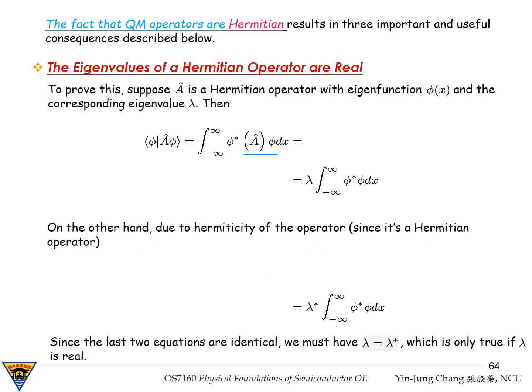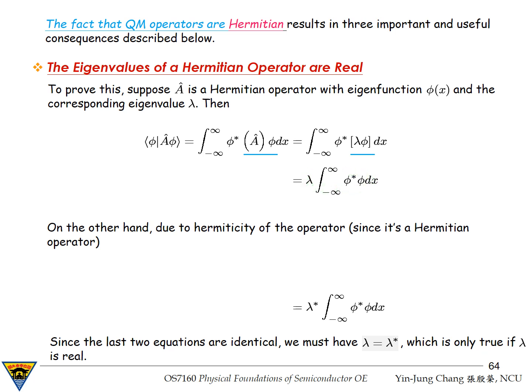Let's now prove the first theorem. The eigenvalues of a Hermitian operator are real. Suppose A hat is a Hermitian operator and phi is one of its eigenfunctions with the corresponding eigenvalue lambda. Then we take the inner product of phi with the operator A hat acting on phi, which can be written as shown here. Using the eigenvalue equation, we know that A hat acting on phi must be equal to lambda times phi. We end up with the expression shown here.